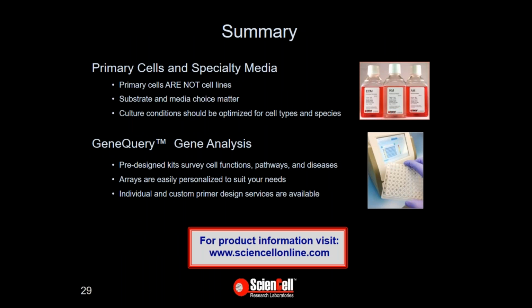Your research is very important to us at ScienCell, and I hope the technical information I've presented here today will be helpful to you. To summarize, your culture conditions heavily influence the state of your primary cells. Choosing the right growth substrate and specialty media for each of your cell cultures will help in optimizing cell growth and viability. Once you have established your culture conditions, gene query kits and primers can help you characterize your cells in a high throughput and targeted fashion.